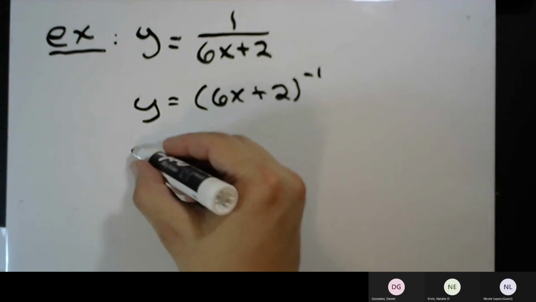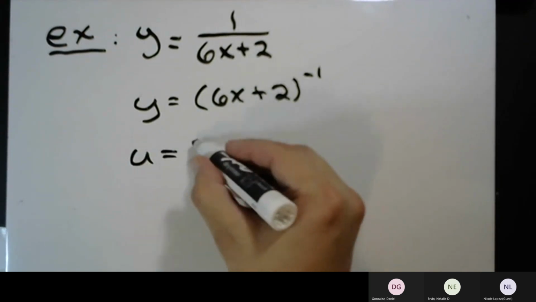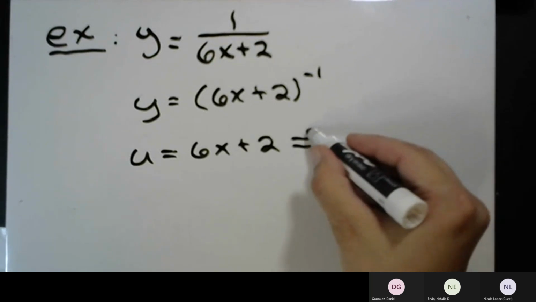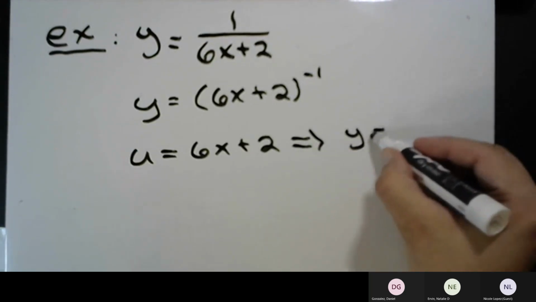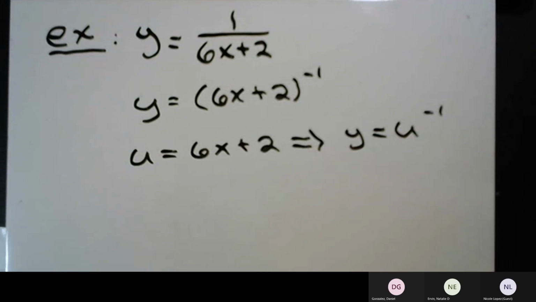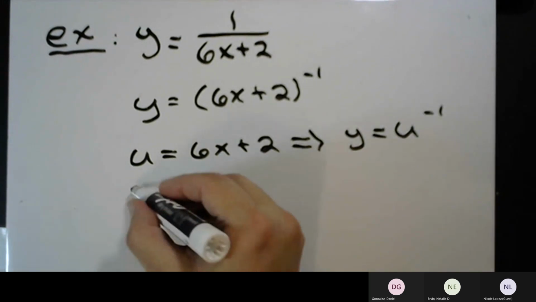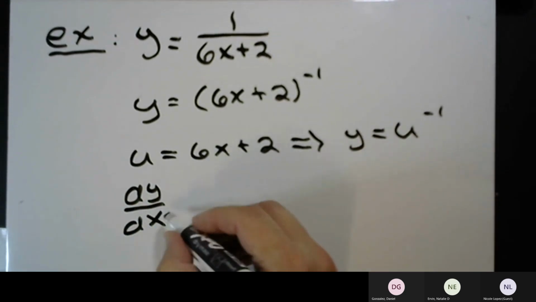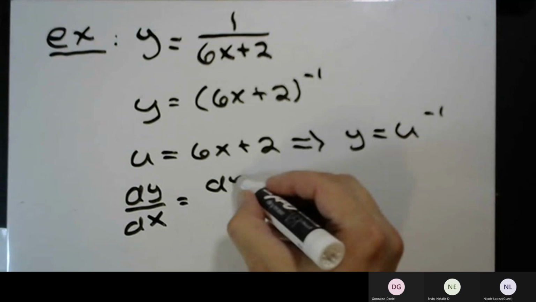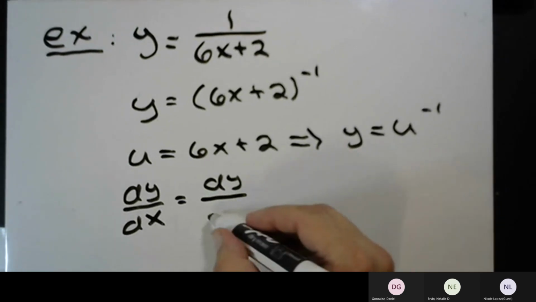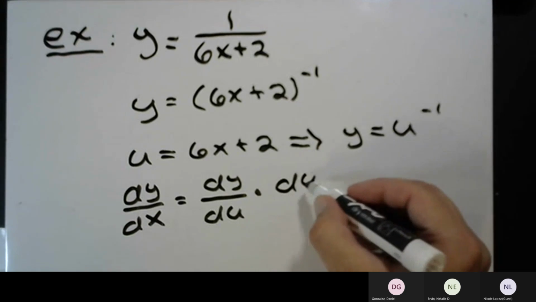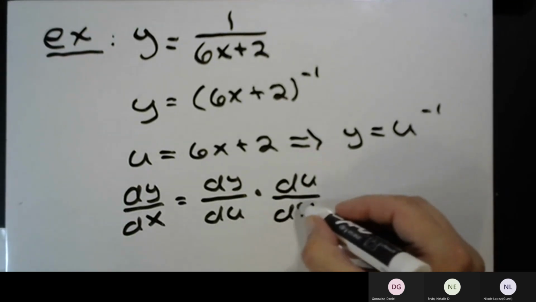And so then what we'll do, we'll let u be 6x plus 2, which is going to mean y is u to the minus 1. So dy/dx will be dy/du times du/dx.